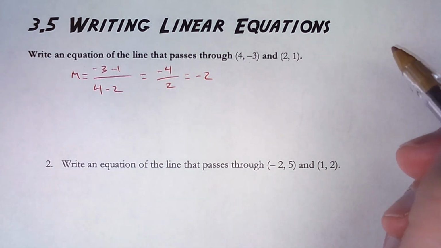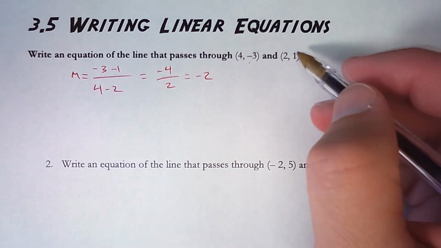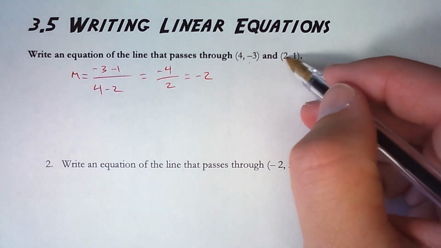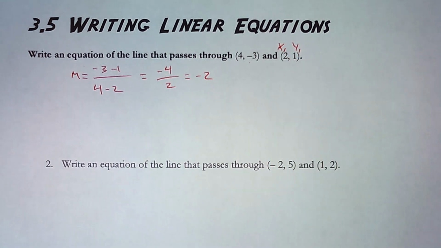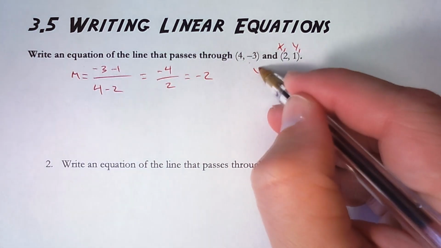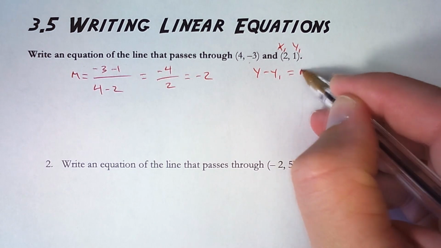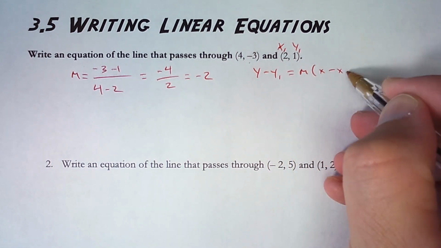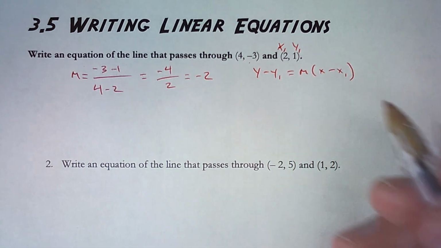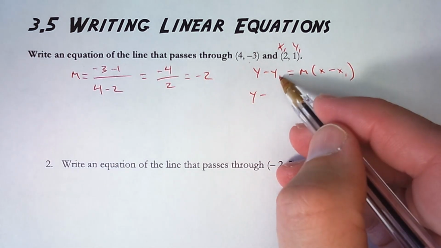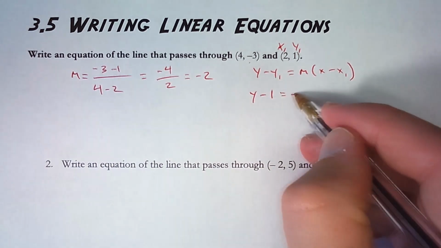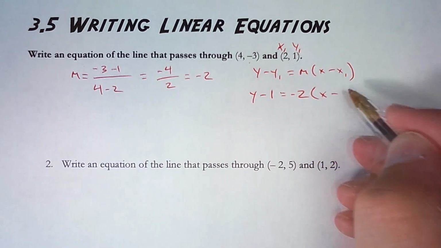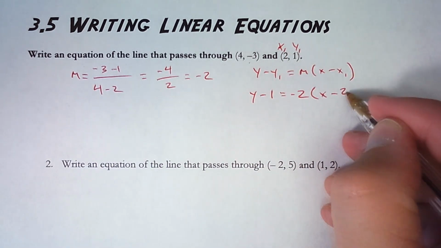Okay, then I'm going to pick one of these points, whichever one looks easier. This one doesn't have any negative, so I'm going to go with that. And I'm going to call this x1, y1. And I'm going to write this in point slope form. Y minus y1 equals m times x minus x1. Okay, so I've got y minus, and then y1 is 1, equals m, which is negative 2, times x minus x1, which is 2.